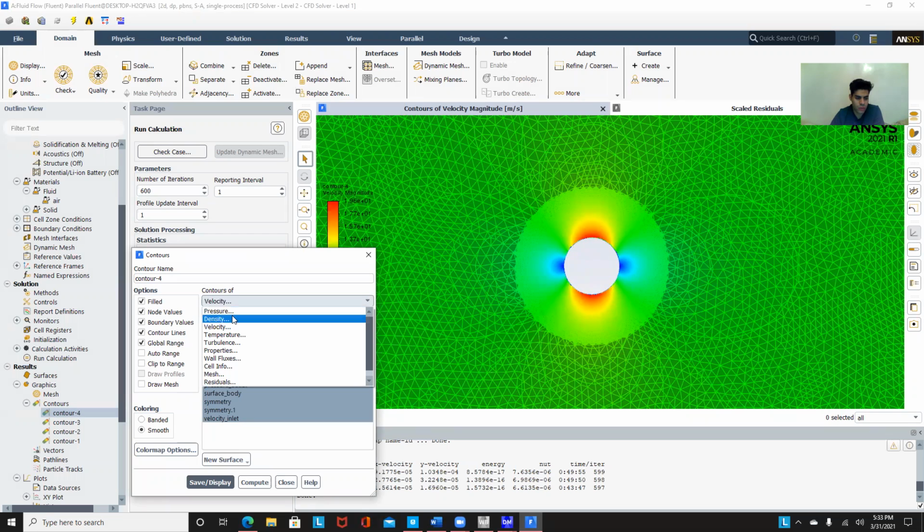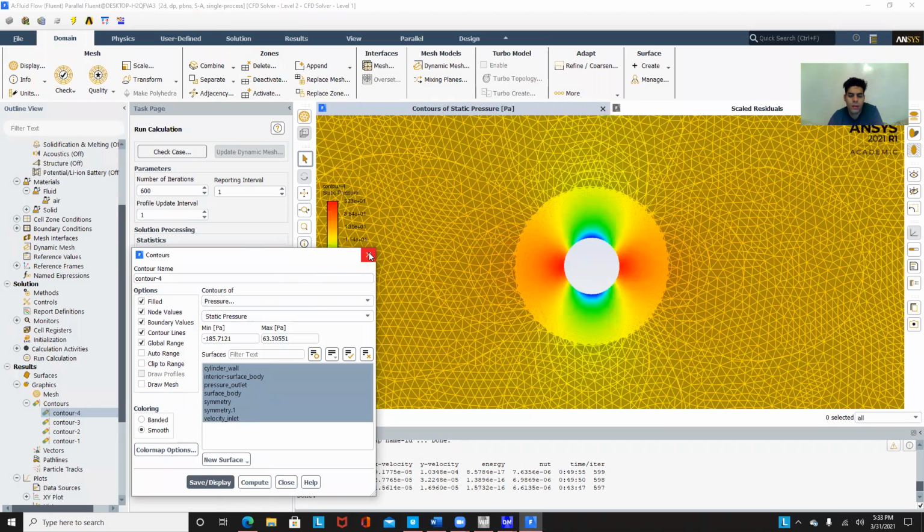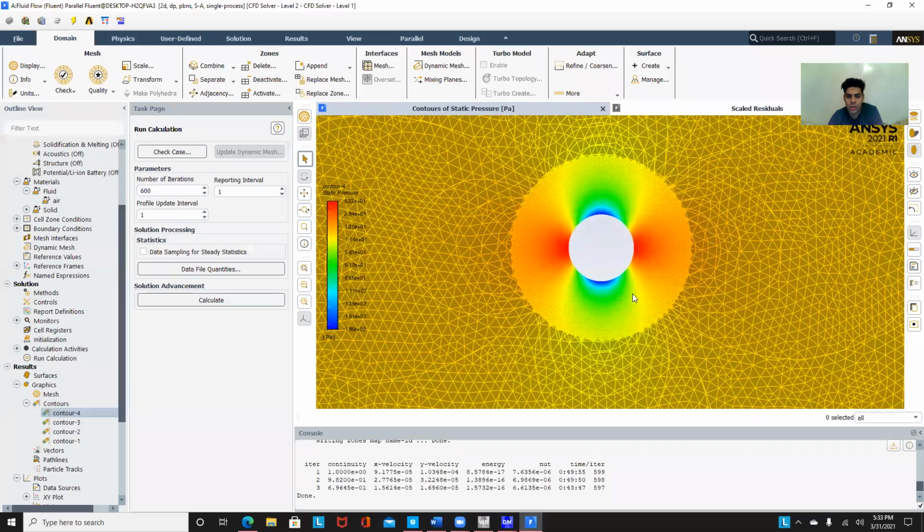You go over here, contours of what? Pressure. You can look at your static pressure, absolute pressure, total pressure. I'm looking at my static pressure. And I'm also choosing all these parts, compute, save display, and you can look at your pressure contour over here.